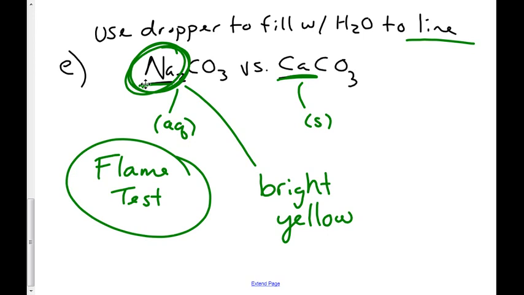It is the strongest one. It is the most vibrant. You need to know that one. You need to know that sodium's yellow. I'm going to say it again in class tomorrow, just in case, because if there is one flame test that comes up, it's sodium. Just is.